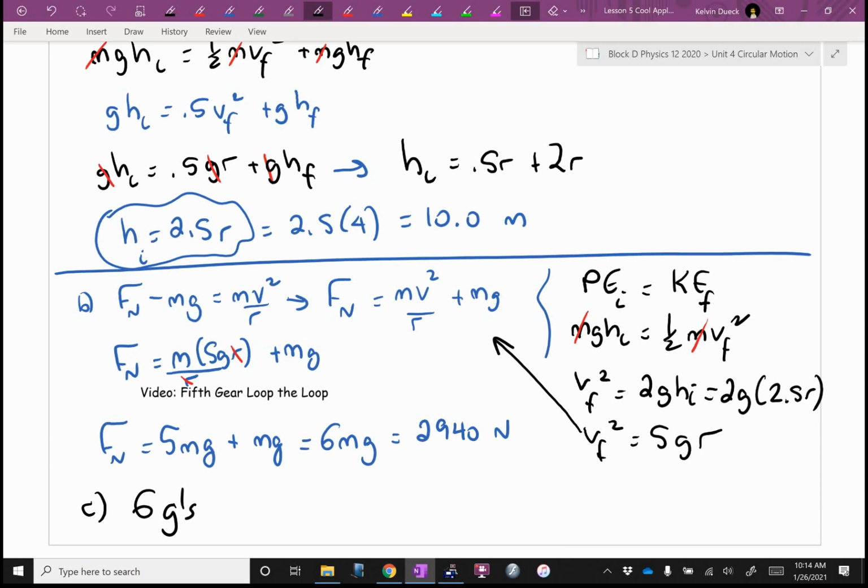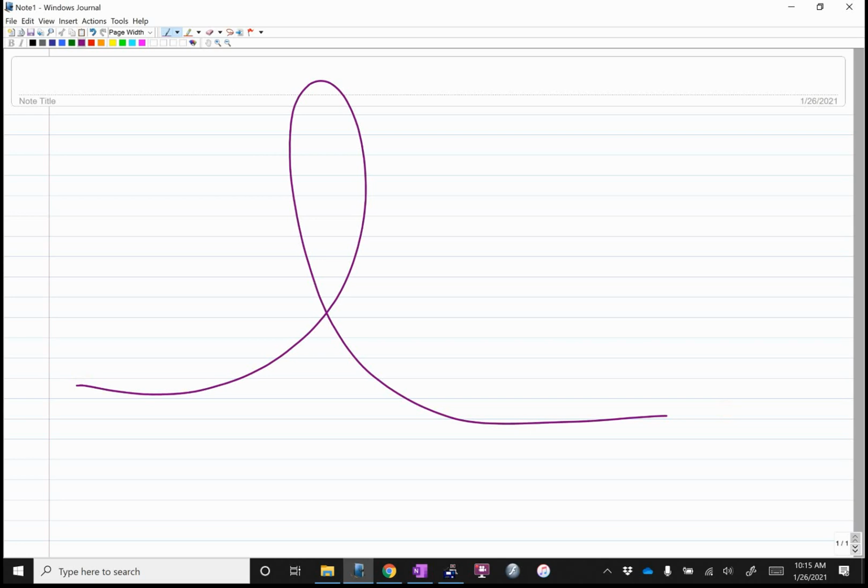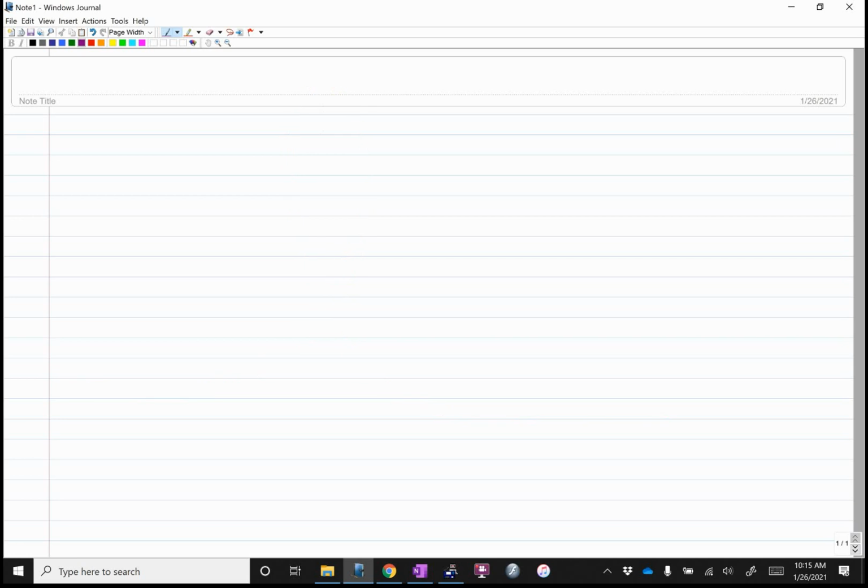The closer the roller coaster loop is to a circle, the higher the g-forces are. Most roller coaster loops are built in what's called a clothoid loop. A clothoid loop is teardrop shaped, like that. If you ever look at a roller coaster loop from the side, the more elongated it is, the easier it is to go through. You will still be upside down, but you won't feel the g-forces as much.